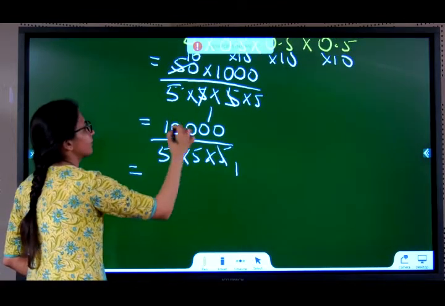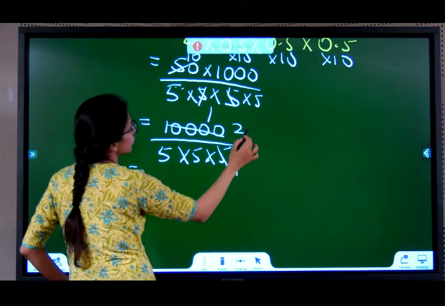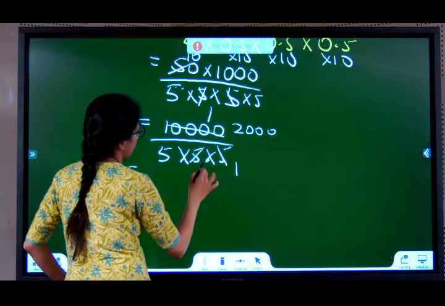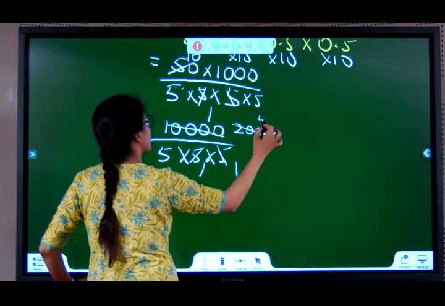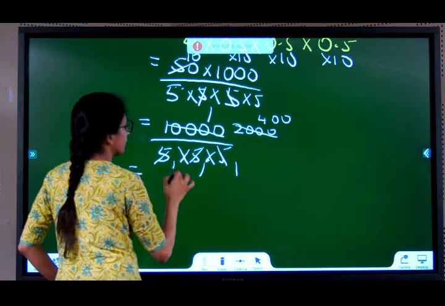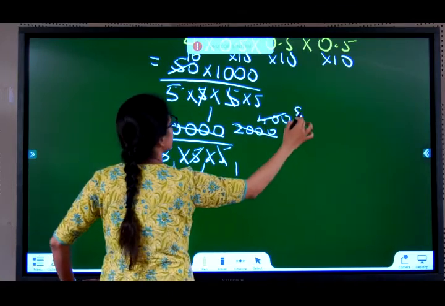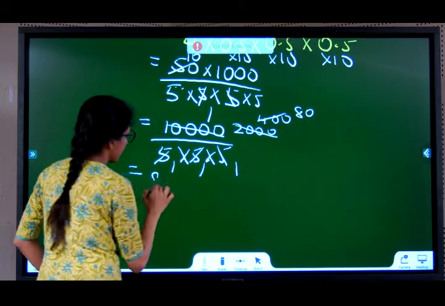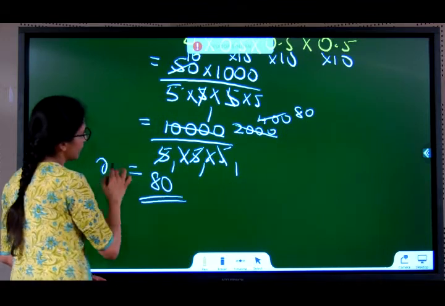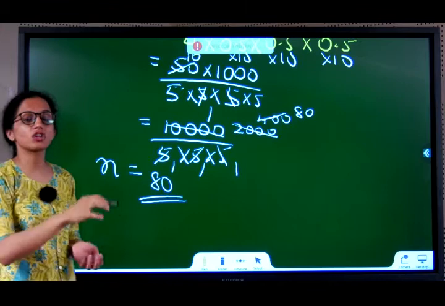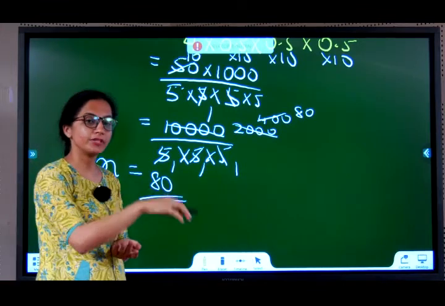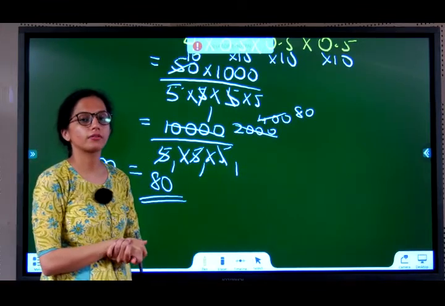5 ones are 5, 5 twos are 10, 5 ones are 5, 5 fours are 20, 5 ones are 5, 5 eights are 40. N is nothing but 80. So that means 80 lead shots are dipped in the cone.